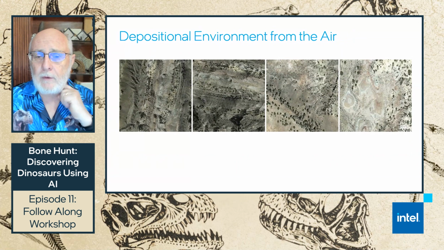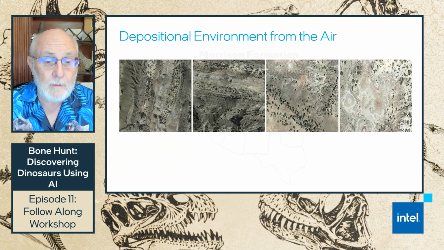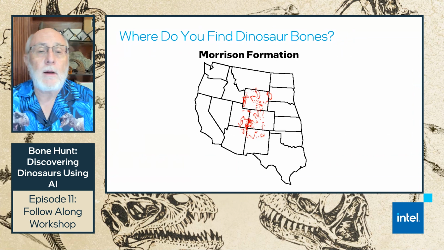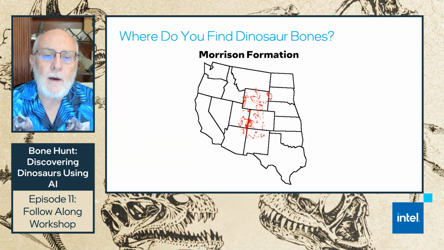Now, those patterns don't just happen everywhere. They happen in certain locations in the world. In Portugal, for example, they have something similar to the Morrison Formation. Here in the Western United States, we have what's called the Morrison Formation. And I've highlighted in red roughly where the Morrison Formation is found. Primarily it's in Utah, Colorado, New Mexico, a little bit of Arizona, Wyoming, a little bit into Montana, and some of the Dakotas. So those red dots are where you'd want to go, but that's still a vast area to search.